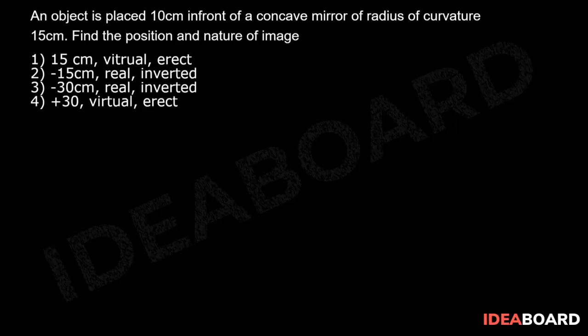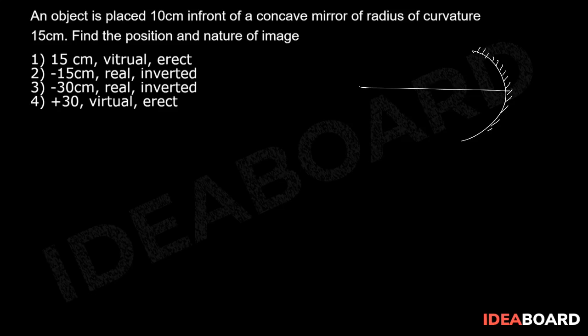An object is placed 10 centimeter in front of a concave mirror of radius of curvature 15 centimeter. Find the position and nature of image. Now in this question, first of all see what is given. So let us make the diagram. We have a concave mirror like this.